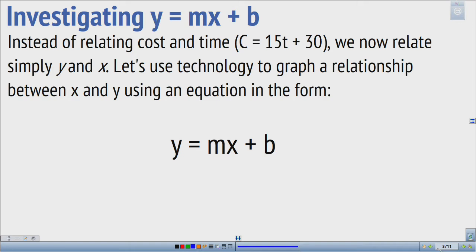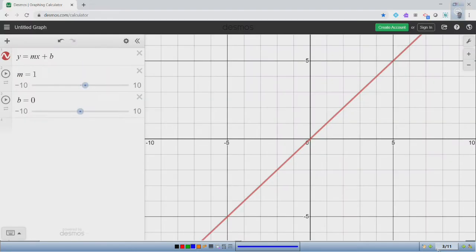So we're going to use y equals mx plus b. And I'm going to show you what happens to what the graph looks like when we change m and b around. Here we have a graph where I just typed in y equals mx plus b on the Desmos calculator and created some sliders. So right now, m is at 1 and b is at 0.